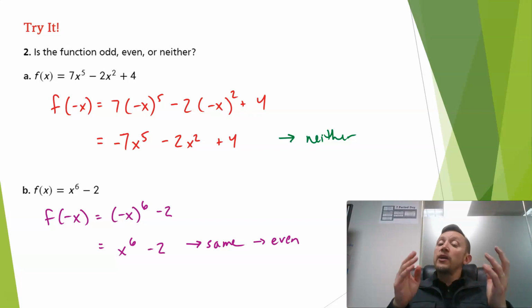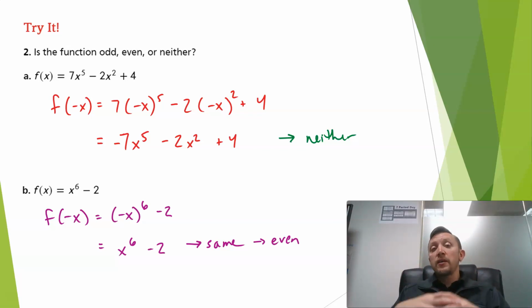So this is where, again, you can't just look at the degree of the polynomial and say that, oh, the degree is 5, so this one must be an odd degree.